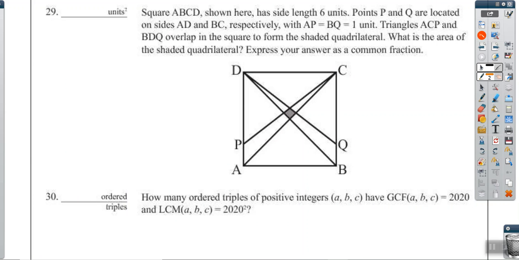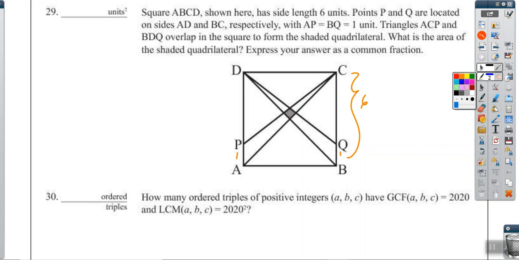So we have a square ABCD, and we know that this distance here is 6. And we know that this is 1 and this is 1, because the text tells us that. I'm just going ahead. And we're trying to find the area of that kite in the middle. Oh, that looks terrible. So what do I know about this?